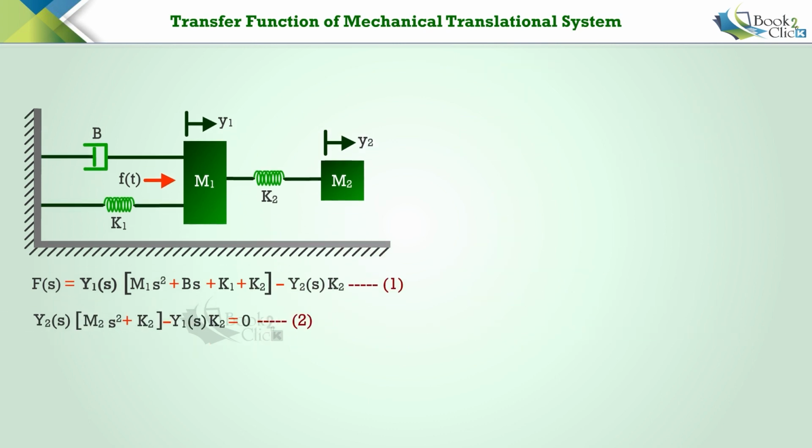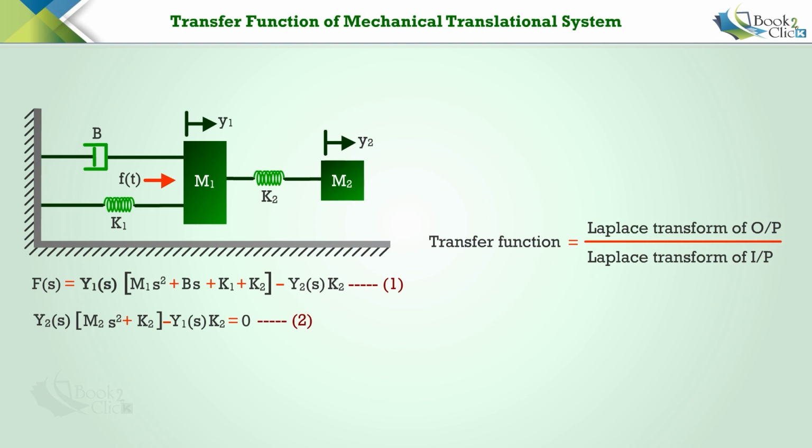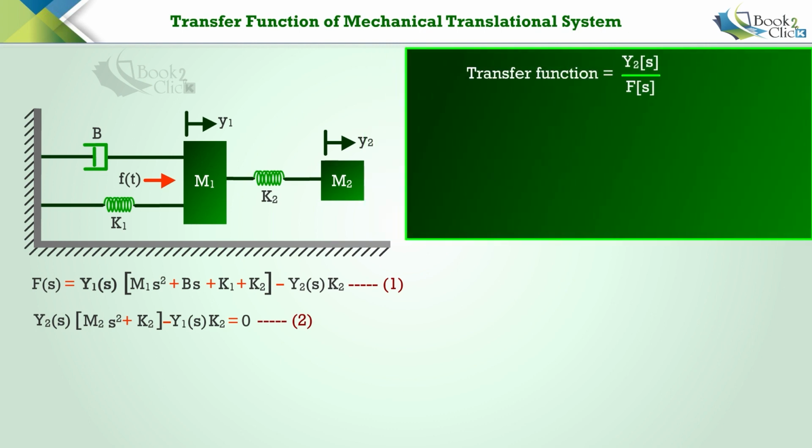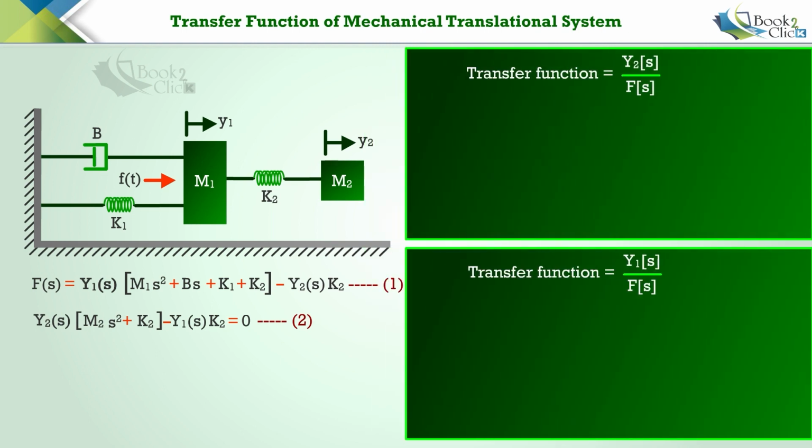Using these two equations, we can determine the transfer function of the given mechanical translational system. We know that the Laplace transform of output divided by input at zero initial condition is the transfer function. Since the system has two displacements or outputs y1 and y2, we can represent the transfer function in two ways. So, the transfer function of the given system can be represented by y2 of s divided by f of s or y1 of s divided by f of s.